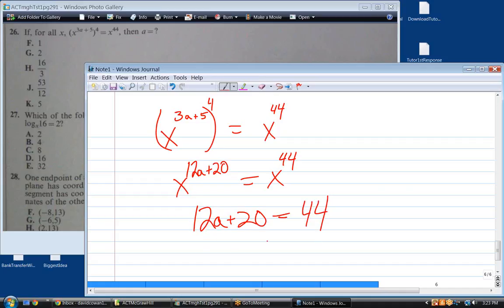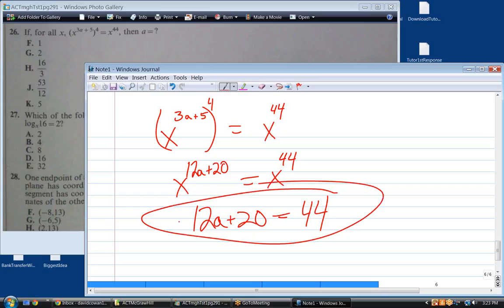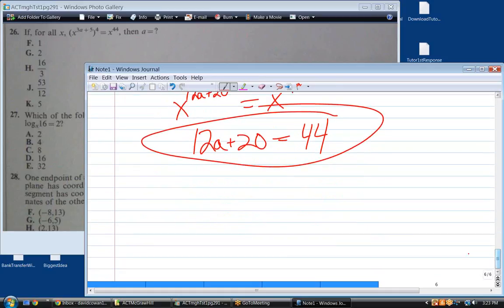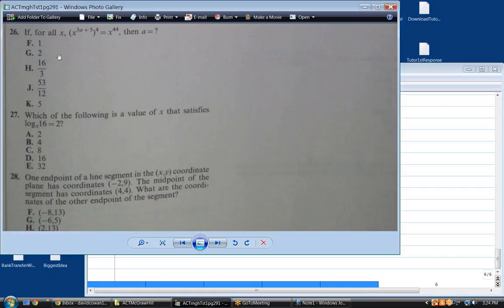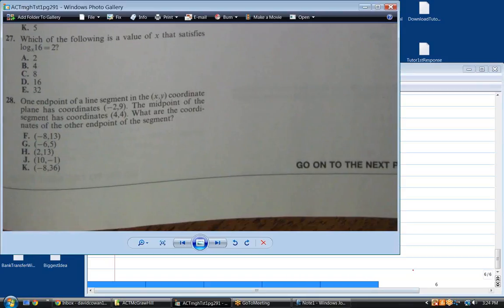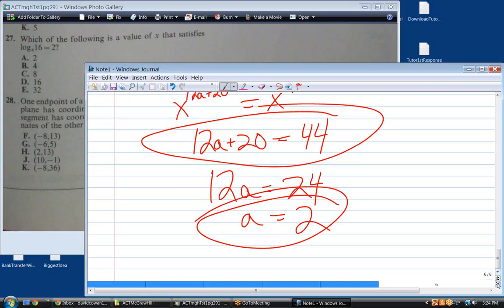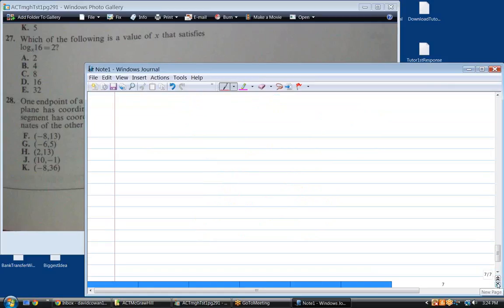What's the next step? Don't back solve this. Algebraically solve that. Subtract 20, and then divide by 12. It's much easier to algebraically solve it than to back solve it, because there's no telling you're going to start with 2. You may have to start with 53/12, and that would be a lot of arithmetic. Always try to go with the easiest way.